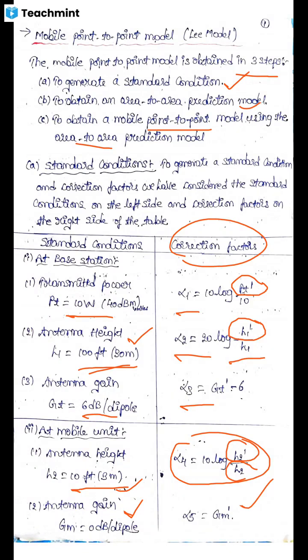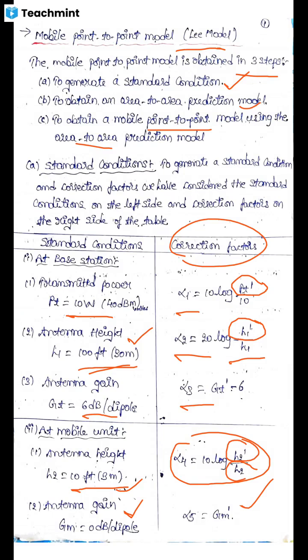So finally, the topic we are studying here is the mobile point-to-point model or Lee model, to study the path loss curve. Path loss curve means to study the signal strength in a particular area, considering the human-made structures and natural terrain configurations.